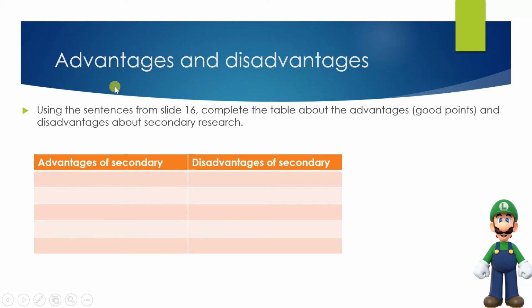Advantages and disadvantages. Using the sentences on the next slide, slide 16, you're going to complete this table about the good points and the bad points on secondary research. So you go to the next slide, slide 16, and you look at which sentences are going to be relevant for the advantage column and which are going to be okay to copy and paste into the disadvantage column.